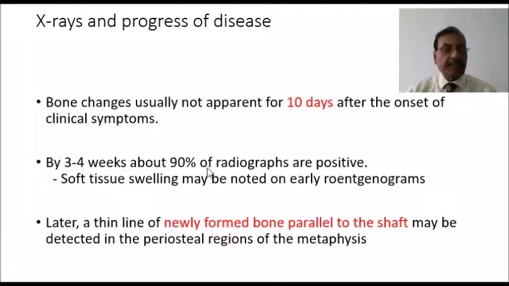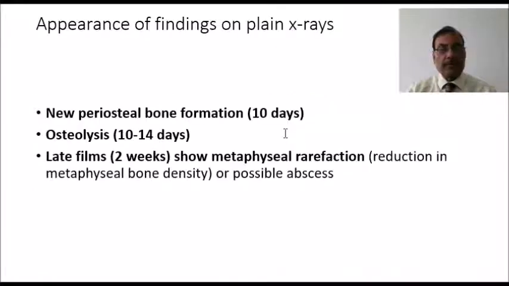Remember some of the changes and the duration. The bone changes usually do not appear on the X-ray before 10 days. It takes 10 days after the infection. That will be the first sign of radiological evidence of acute osteomyelitis. But by 3 to 4 weeks, 90% of the radiographs become positive. And the sign is newly formed bone parallel to the shaft, detected in the case of acute osteomyelitis.